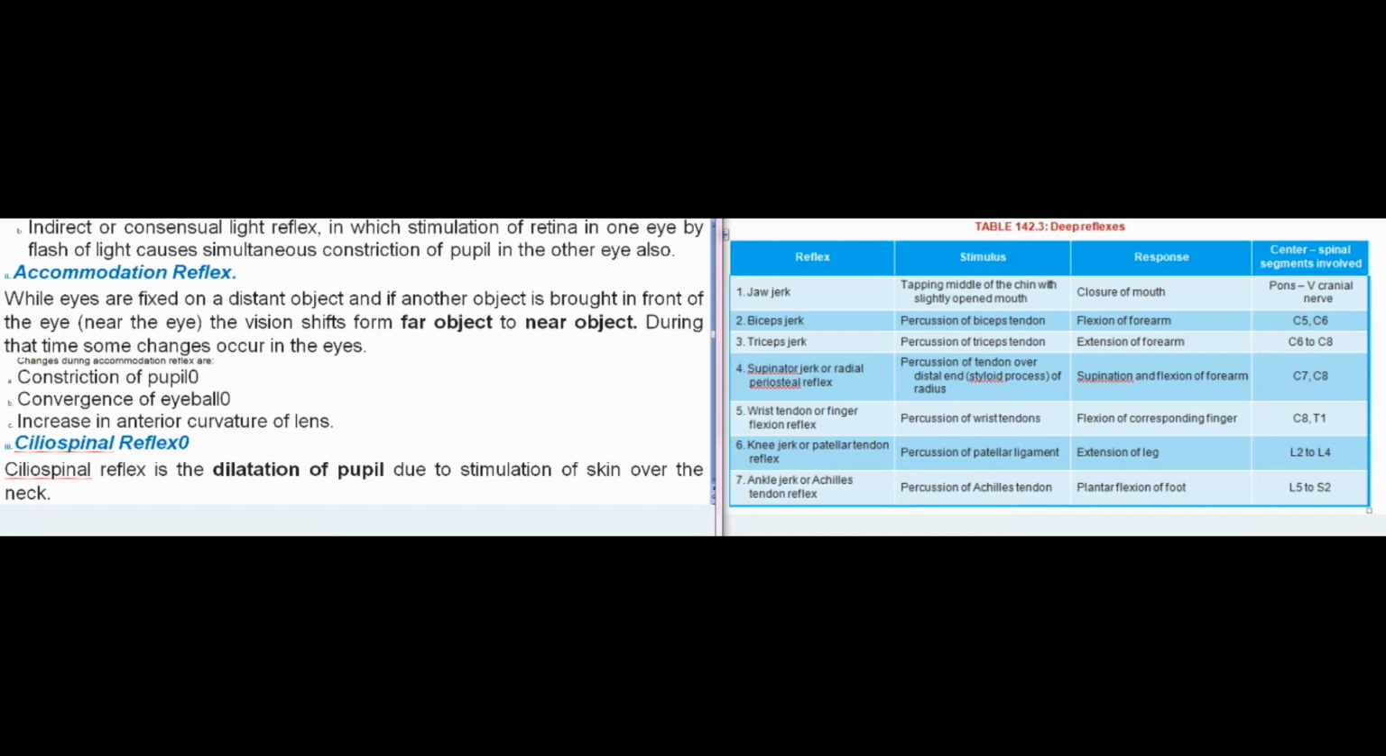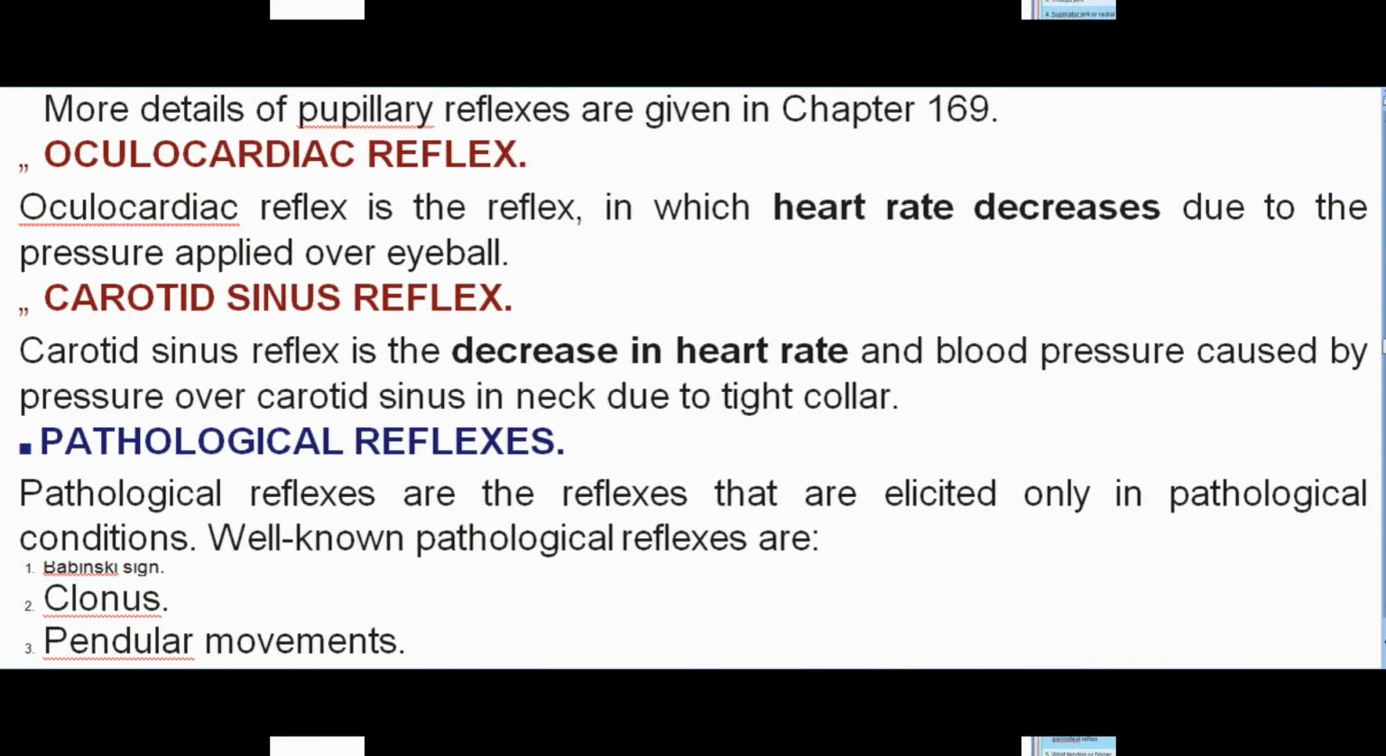Accommodation reflex. While eyes are fixed on a distant object, and if another object is brought in front of the eye, near the eye, the vision shifts from far object to near object. During that time some changes occur in the eyes. Changes during accommodation reflex are: constriction of pupil, convergence of eyeball, increase in anterior curvature of lens. Ciliospinal reflex. Ciliospinal reflex is the dilatation of pupil due to stimulation of skin over the neck. More details of pupillary reflexes are given in Chapter 169.